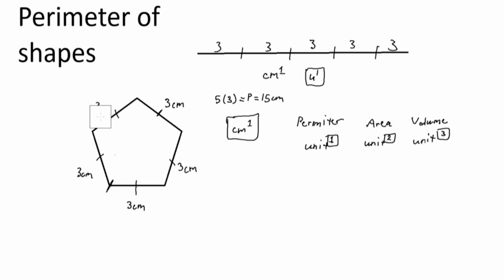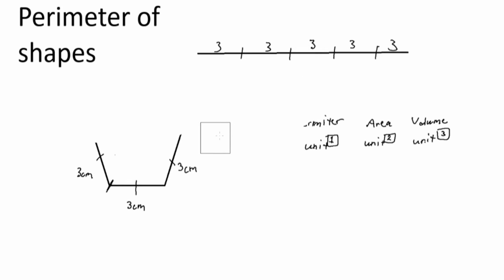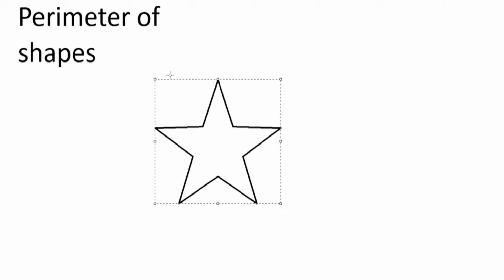Now we can do one more example here before we wrap things up. So let me go in here and erase all this. Let's do a different shape. Let's do a star. So we have our nice star here, and we're going to be a bit different here. We're going to say these side lengths are the same, and these side lengths are the same.